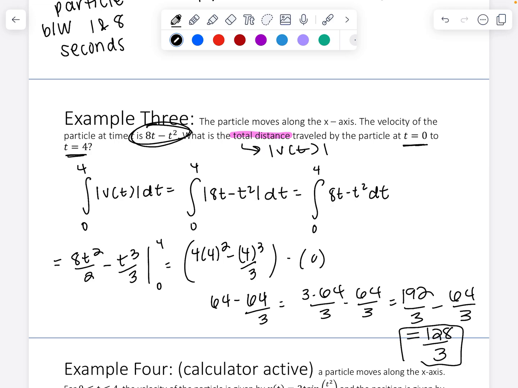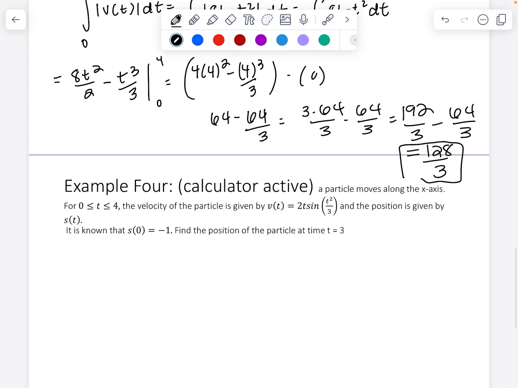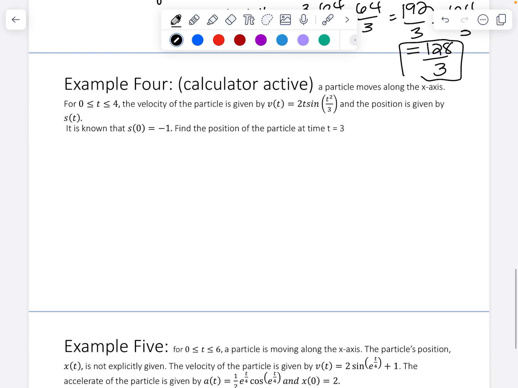So that's that one. Okay, one more problem. This says it's a calculator active problem, so we'll use the calculator for this one. So we'll go ahead and get started. It says a particle moves along the x-axis for 0 is less than or equal to t, which is less than or equal to 4. The velocity of the particle is given by v of t equals 2t sine t squared divided by 3, and the position is given by s of t. It is known that s of 0 equals -1. Find the position of the particle at t equals 3.